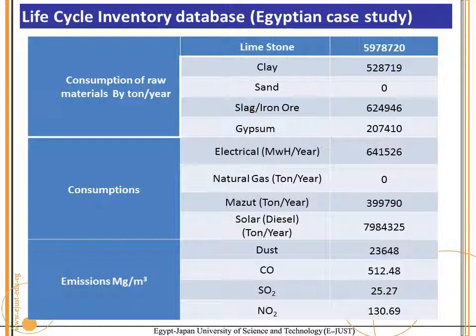About the second stage of life cycle assessment, the life cycle inventory database, the Egyptian case study from the field visit. These are the data about the consumption of raw material, the consumption of energy, and finally the emissions. We can mention here the consumption of raw materials: clay, sand, slag, and gypsum, and then electricity, natural gas, mazout, solar, and finally the emissions about the dust and gases: SOx, NOx, and CO.